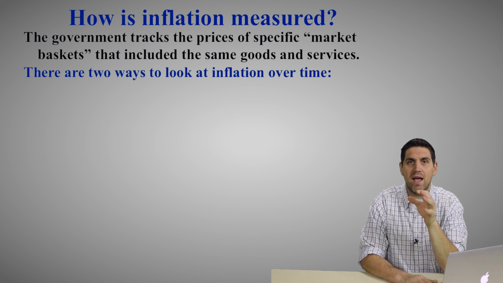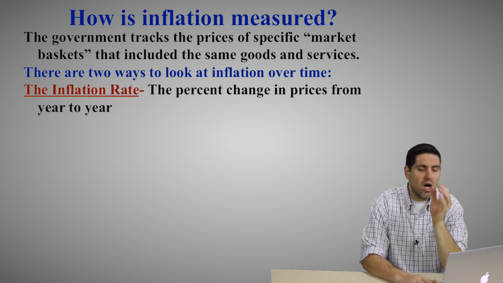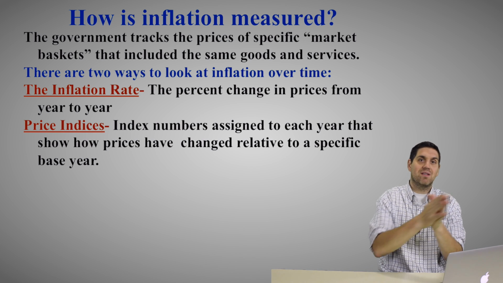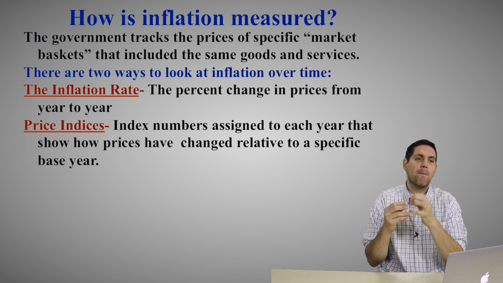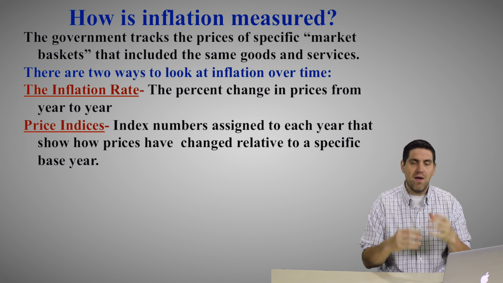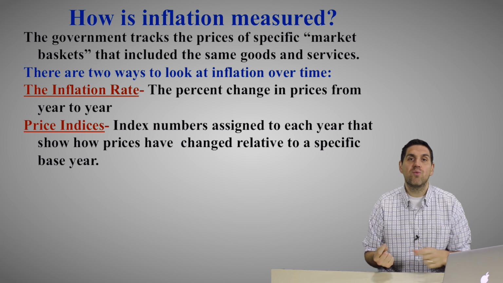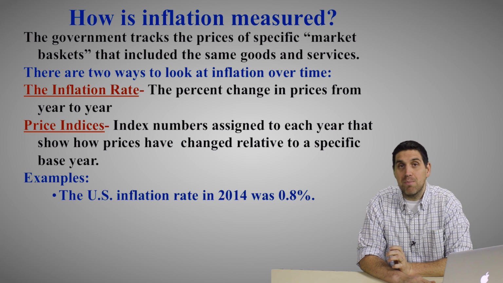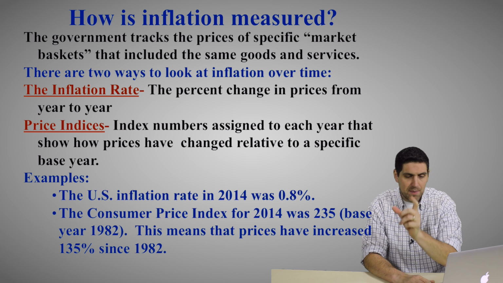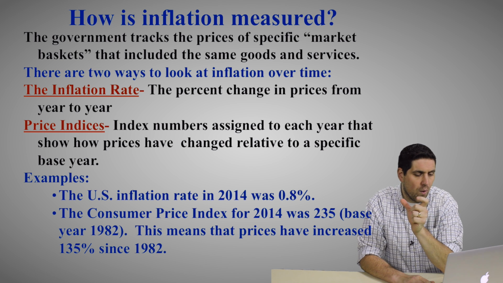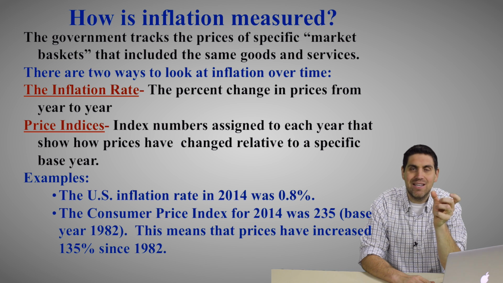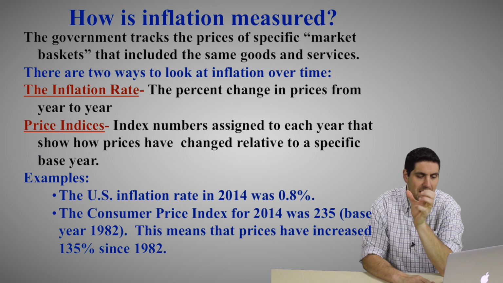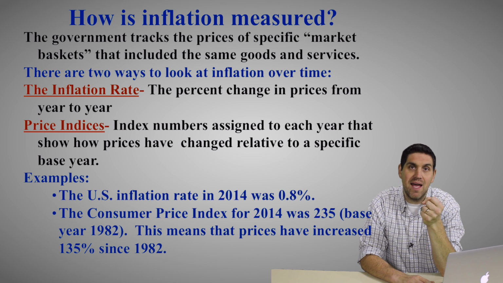And there are two different ways of looking at how prices have changed. One's called the inflation rate, the other one's called a price index. Now, the inflation rate tells you how prices changed since last year. So if the inflation rate is 5%, prices changed 5% since last year. A price index shows you how prices have changed relative to some base year. So for a few examples here, the U.S. inflation rate in 2014 was 0.8%, but the consumer price index, which I'll talk about in a second, for 2014 was 235 based on 1982 prices. Now, that index number of 235 means something if you understand it. It means prices have increased 135% since the base year.